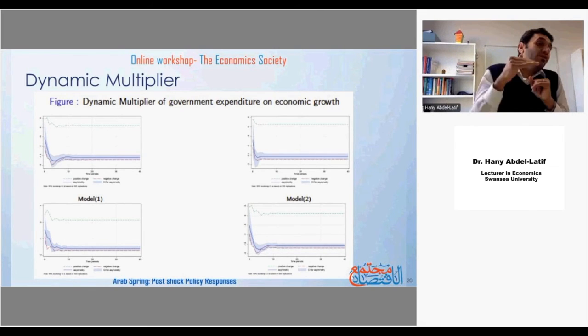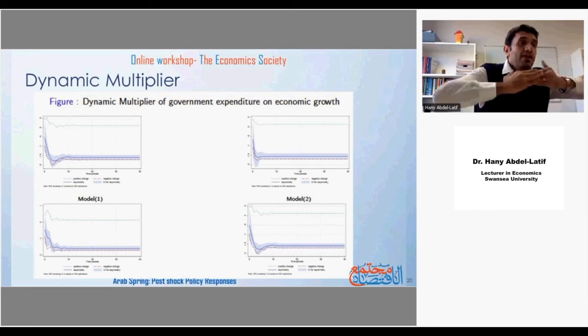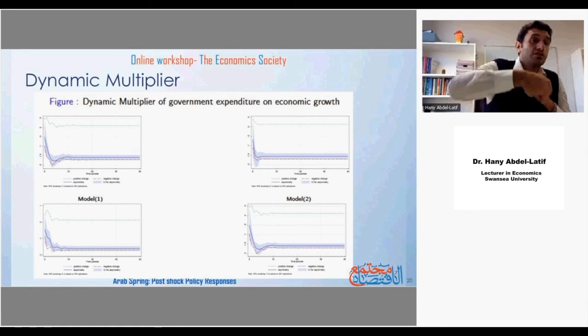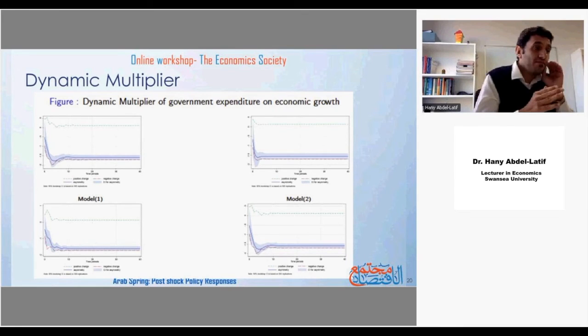And also, the blue line tells you which one has a greater impact on growth. Since the blue line is below zero, it means that a negative change in government expenditure will have a greater impact on economic growth in Egypt compared to a positive change. And that seems to be the case with the four models, with the four different specifications.